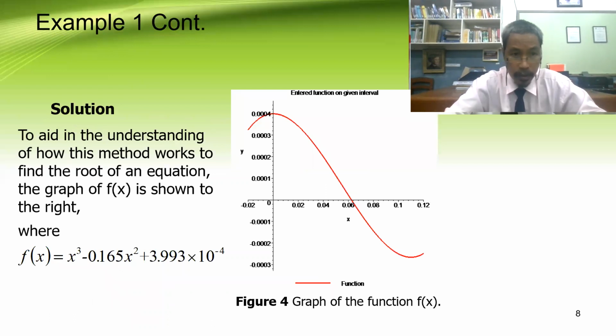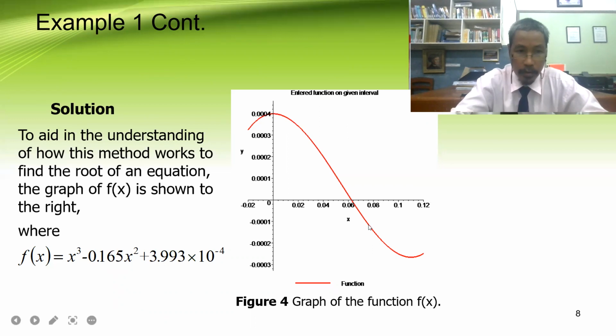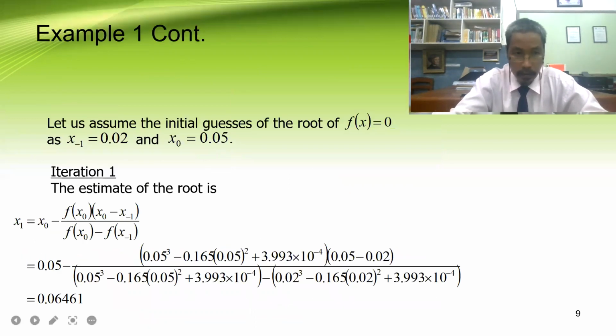Solution: to aid in an understanding of how this method works to find the root of an equation, the graph of f(x) is shown to the right. So we have this graph. Okay, can you see the graph on your monitor and the corresponding equation? So let us continue our solution.